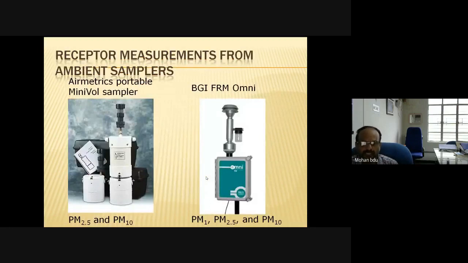So these are the instruments that are being used at a location to monitor the ambient air quality. It may be PM10 or PM2.5 or sulfur dioxide, anything. These are the samplers that are being used to find out the concentrations in a location.